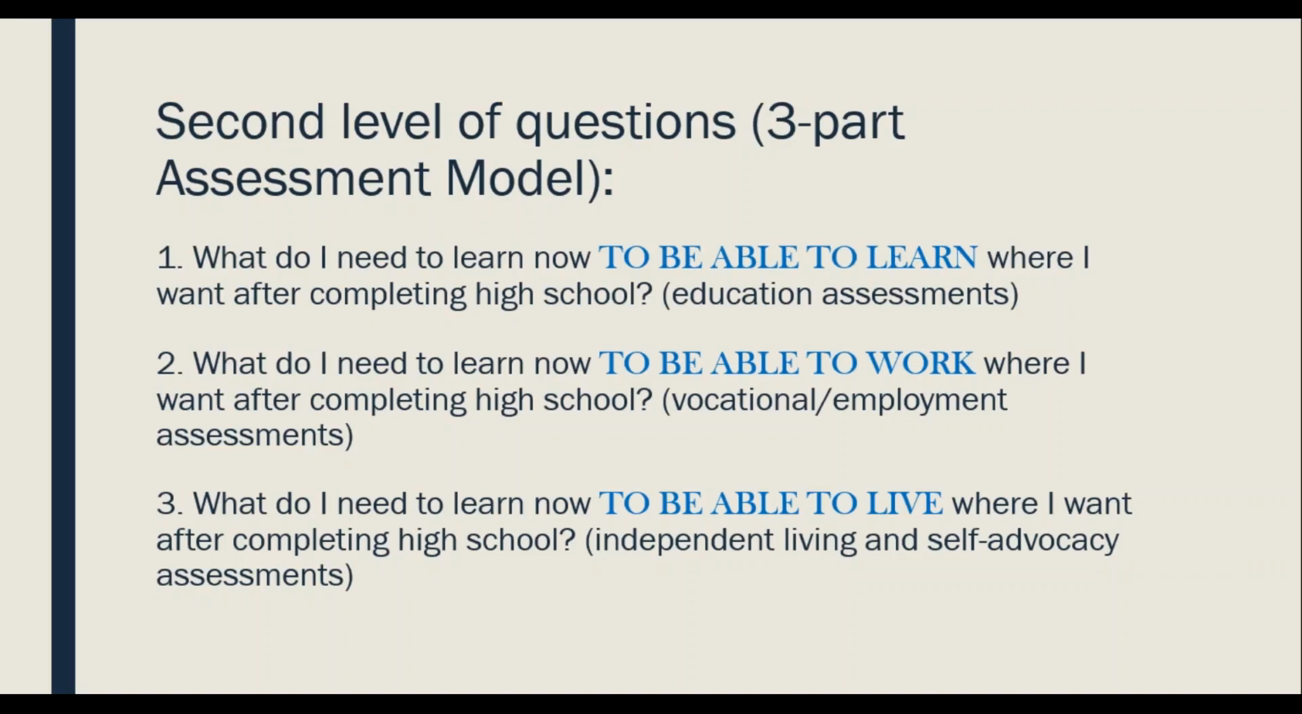And then the third category, what do I need to learn now to be able to live where I would like to after completing high school? So once a student has a goal in terms of what setting they would like to live in, possibly what area geographically they'd like to live in, how independent and what they would like to do during their life. This is the type of assessments you would be doing. So might be looking at community participation, might be looking at leisure and recreation, could be looking at personal care, financial literacy, anything under that really isn't to do with education or vocational fits under this category.